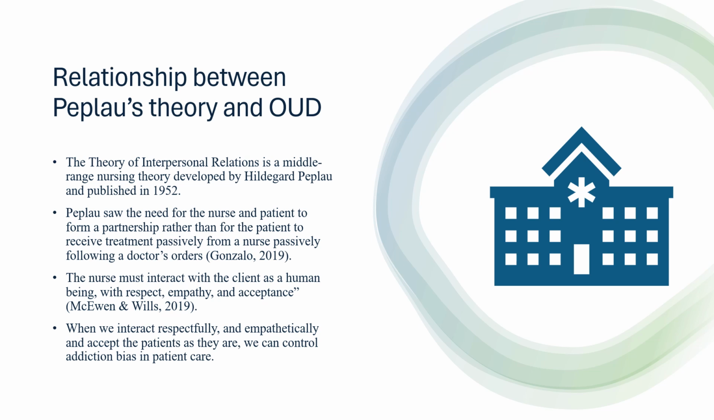And when we interact respectfully and empathetically and accept the patients as they are, we can control addiction bias in patient care. And addiction bias is one of the things that causes patients to not adhere to their medications because of the stigma that is involved with opioid use disorder.